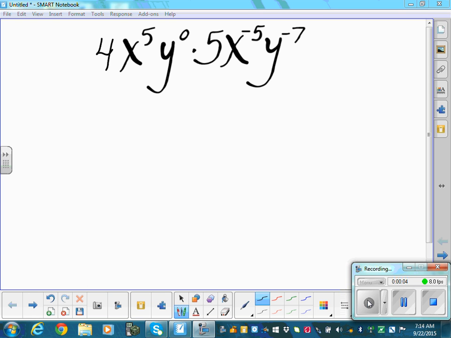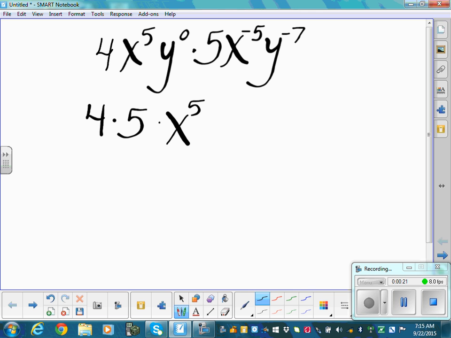A couple things. If you were to see something like this on the test, there's no plus sign, there's no minus sign. We're just multiplying all these things, right? So you can just multiply the numbers, or you can reorder it, whatever you're comfortable with. So 4 times 5 times x to the 5th times x to the negative 5th times y to the 0 times y to the negative 7.